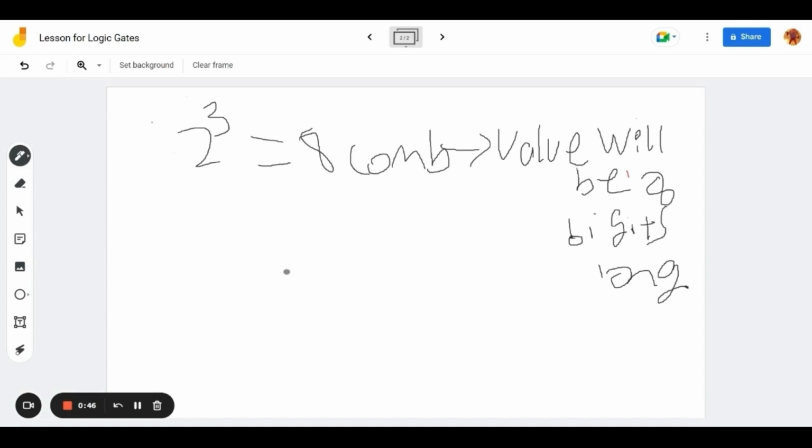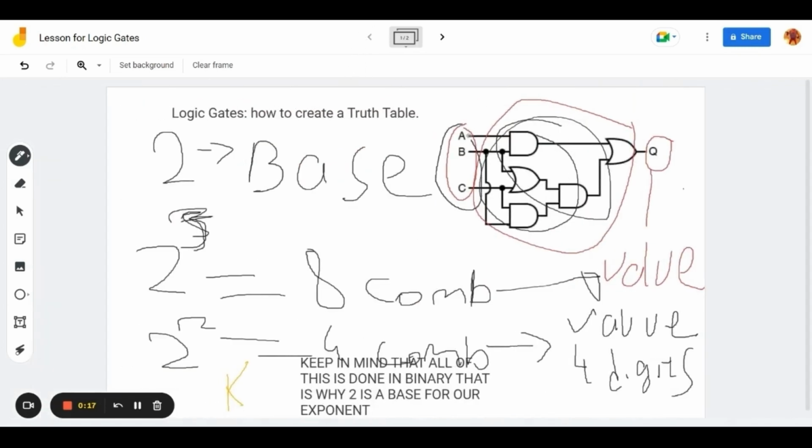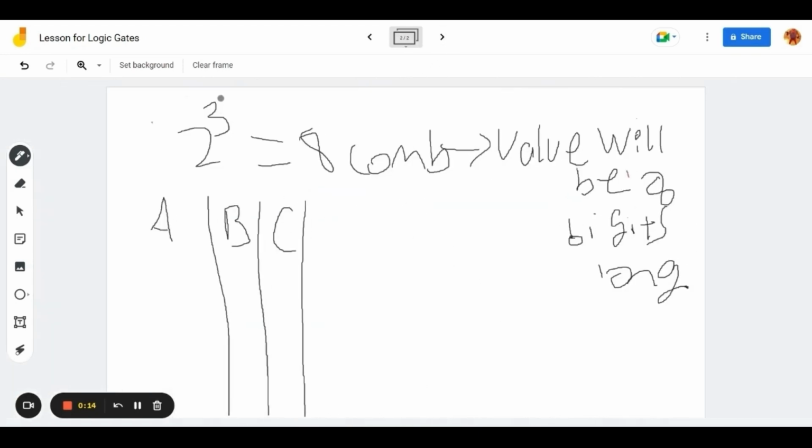So now from here, what we do is we count from 0 to 7. When we're doing truth tables, we make a table like this. Because there are three inputs, we have a column for each input. We have a column for A, we have a column for B, and we have a column for C. The reason we have A, B, and C is because there are three inputs. As you can see here, for the truth table, it's to the power of 3, so we have three inputs here as well.